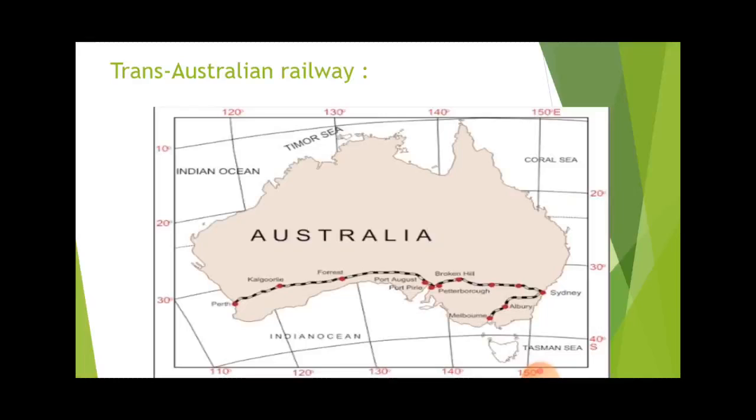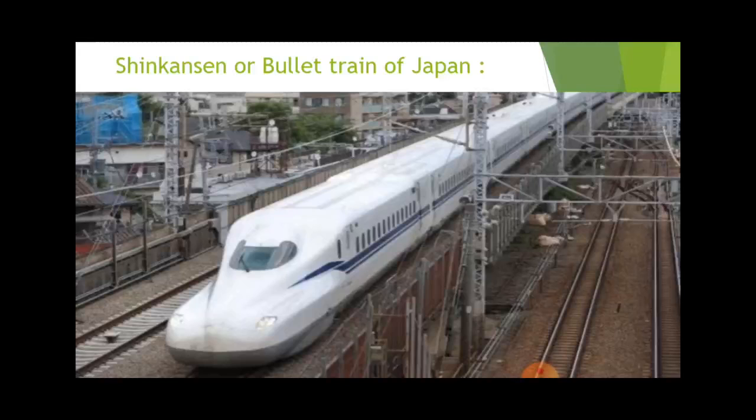Now, due to the advancement of technology, some super fast trains have also been introduced, like the bullet train that travels 300 km per hour. Means in 1 hour we can move 300 km with the help of this bullet train. It is also known as Shinkansen in Japan. This was the best example of advancement of technology in the field of railways.